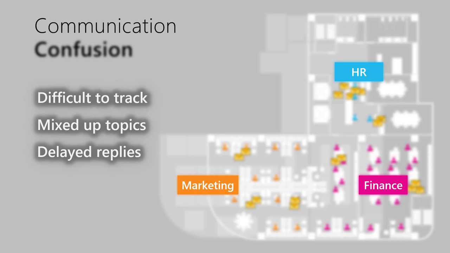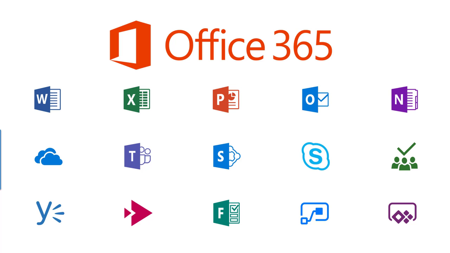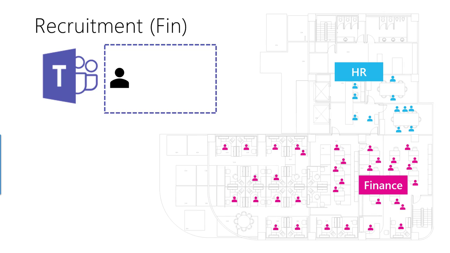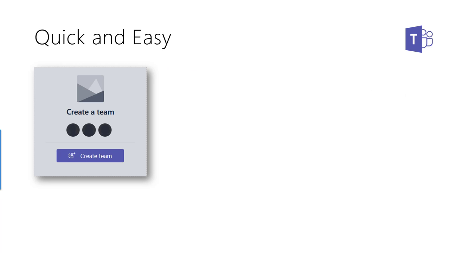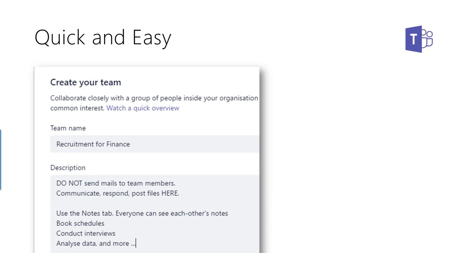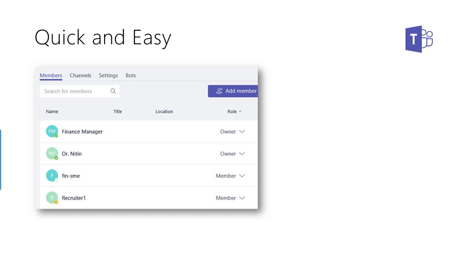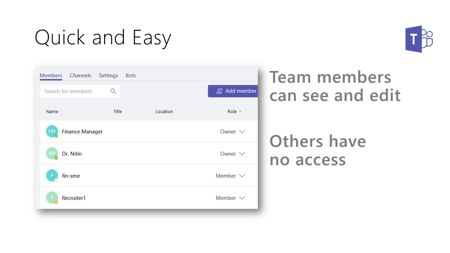But there is a better way, using Office 365 Teams app. We just create a team for the work we intend to do, in this case, recruitment for finance department. All you have to do is add members from different departments when you're ready to go. Creating a team is easy, just give it a name and description, add email IDs of participants, and that's it. Only the team members can see and respond to team communication.